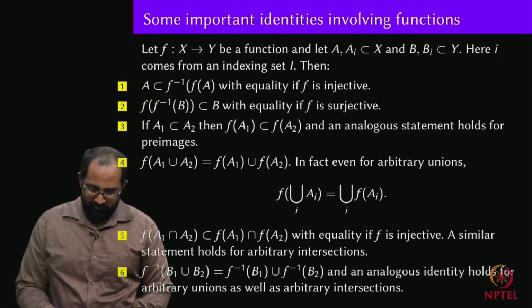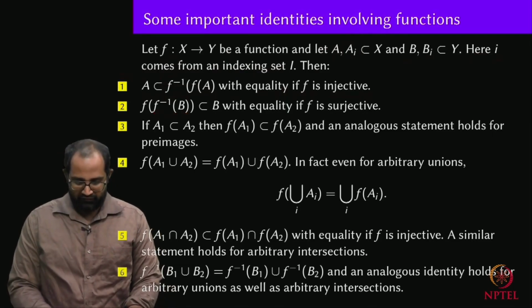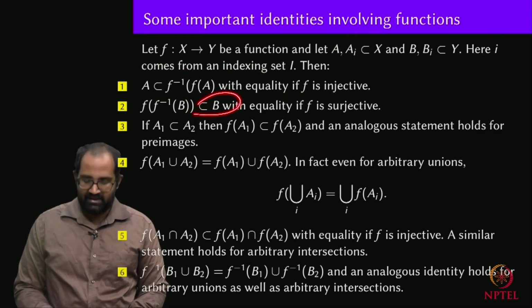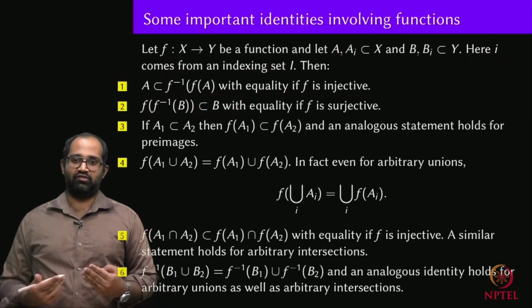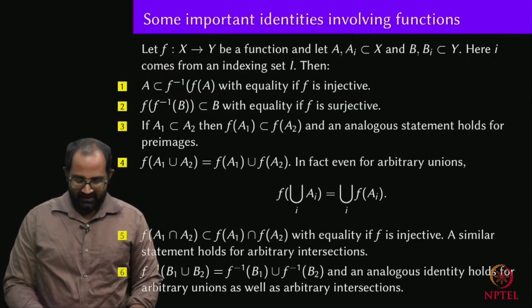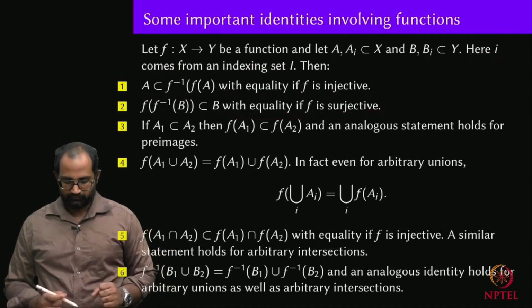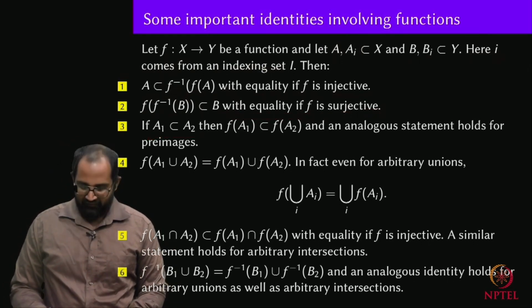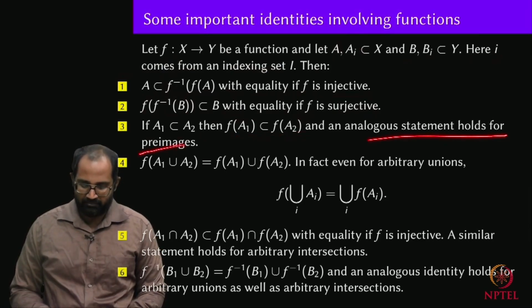Analogously, if you first pull back the set B, then push it forward under f, you will be inside B again. You will not go outside B, but you might not exhaust the whole of B. You will exhaust the whole of B when f is surjective. If A1 is a subset of A2, then f of A1 is a subset of f of A2, and an analogous statement holds for pre-images.